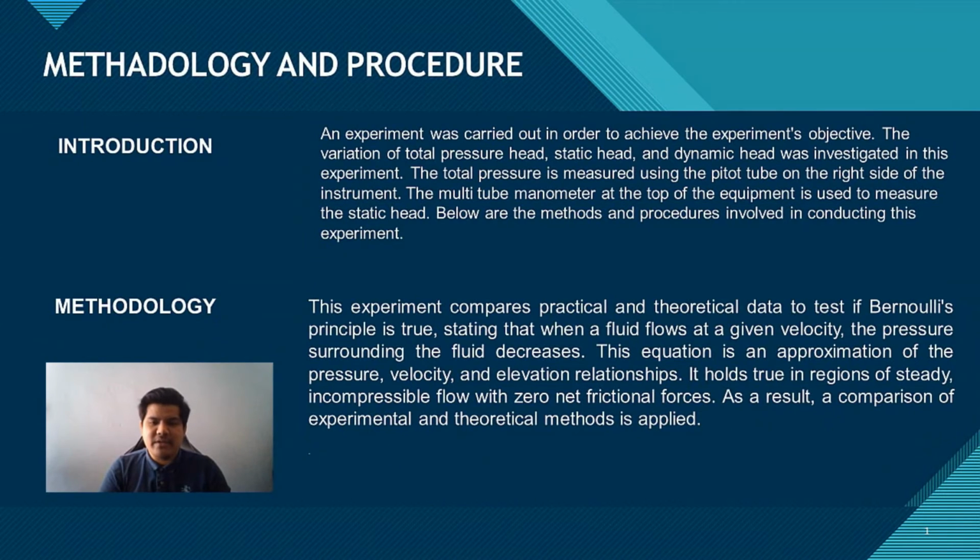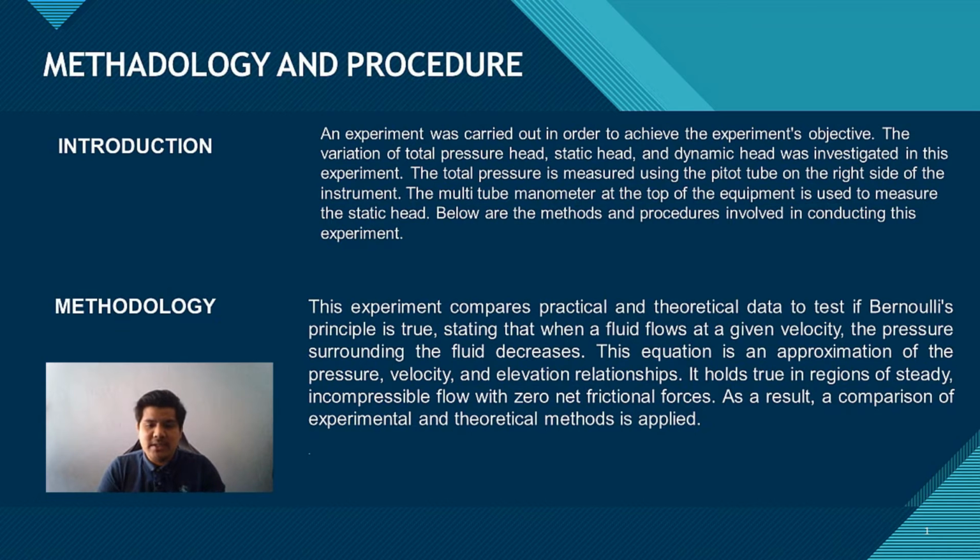My name is Rahiman bin Rashid. I will be presenting Chapter 3, Methodology and Procedure. Introduction. An experiment was carried out in order to achieve the experiment objective. Variation of the total pressure head, static head, and dynamic head were investigated in this experiment. The total pressure is measured using the pitot tube on the right side of the instrument. The multi-tube manometer at the top of the equipment is used to measure the static head. Below are the two methods and procedure involved in conducting this experiment.